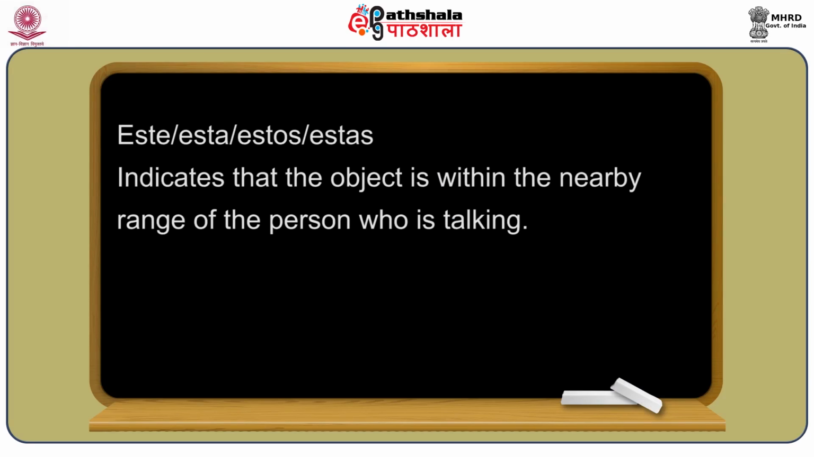Let's now see the uses of the demonstrative determiners. These determiners, for example, este, esta, estos, estas, are used to indicate that the object is within the nearby range of the person who is talking. So este, esta, estos, estas is used when the object is near the person who is talking.